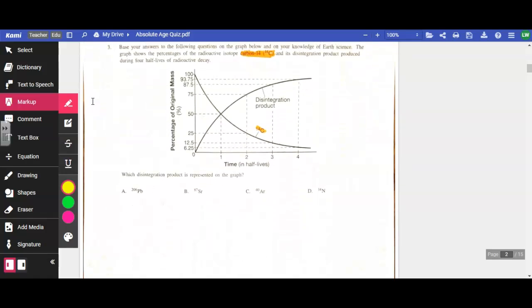Okay, number 3. It says, base your answers to the following questions on the graph below and your knowledge of earth science. The graph shows the percentages of the radioactive isotope carbon-14 and its disintegration product produced during 4 half-lives of radioactive decay. So which disintegration product is represented on the graph? So make sure you're looking at your reference table. We know that this is carbon-14. Tell me what the disintegration product is that would be pictured on the graph that would go along with carbon-14.